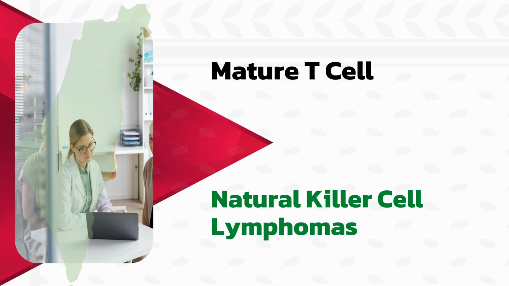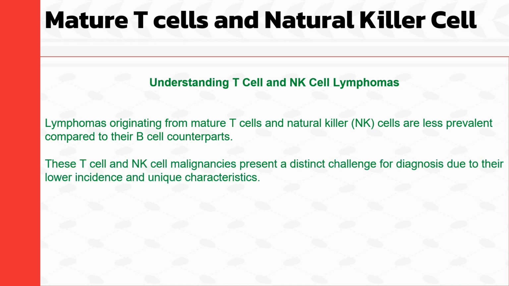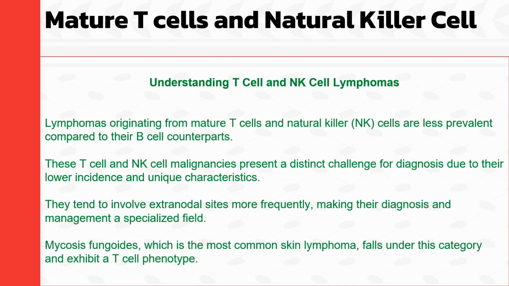Let's get started. Lymphomas originating from mature T cells and natural killer, NK, cells are less prevalent compared to their B cell counterparts. These T cell and NK cell malignancies present a distinct challenge for diagnosis due to their lower incidence and unique characteristics. They tend to involve extranodal sites more frequently, making their diagnosis and management a specialized field. Mycosis fungoides, which is the most common skin lymphoma, falls under this category and exhibits a T cell phenotype.